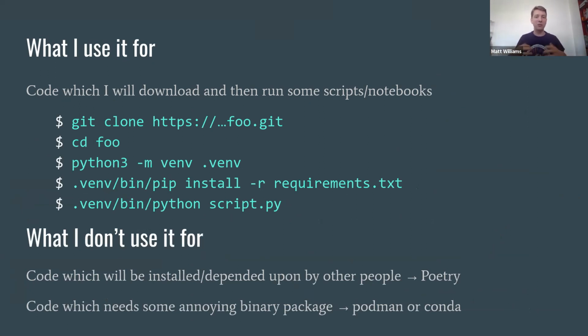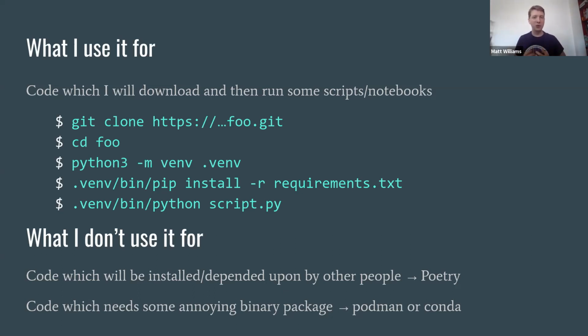Something which I'm going to download and run as a script type environment. So I can git clone, go into the folder, make a virtual environment, install the dependencies, and run it. And it makes that whole process very, very simple. And because it's standard core Python, it's supported by everyone that needs to understand it.